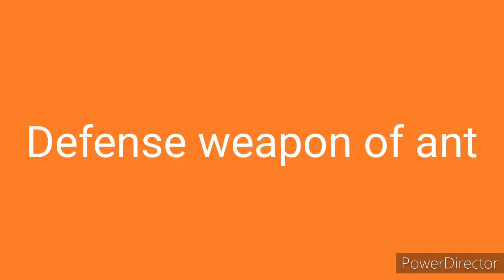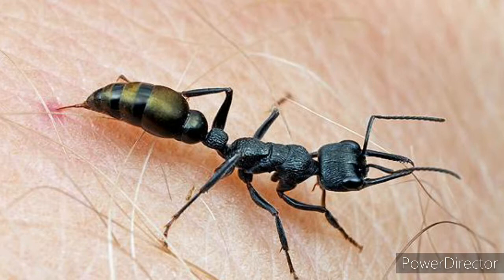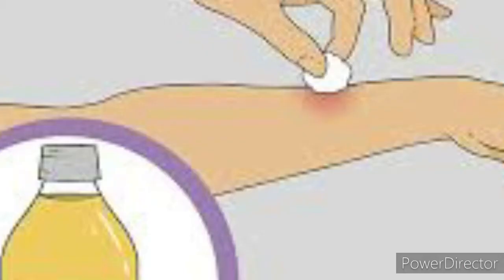Next, defense weapon of ant. Ant has bite as their defense tool. Ant bite also contains methanoic acid similar to honeybee. Thus, rubbing of mild base near the ant bite gives relief to the victim.